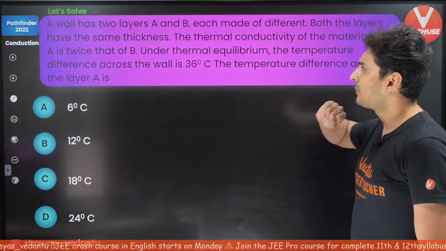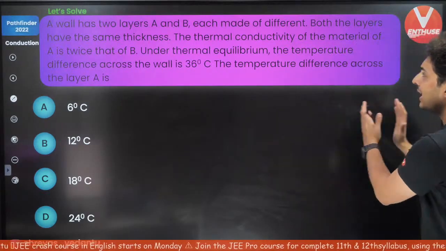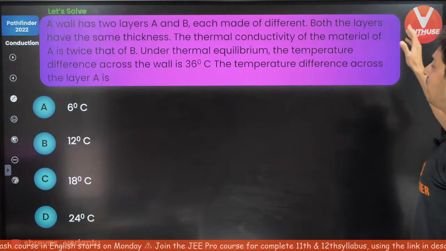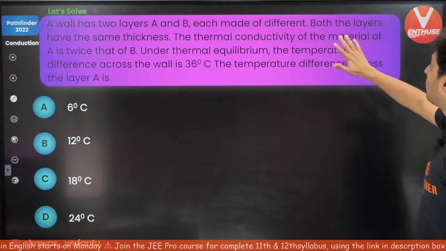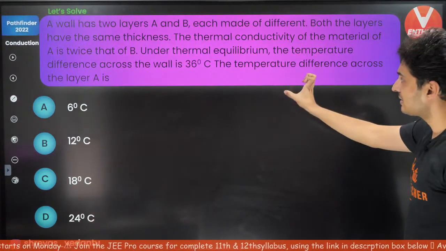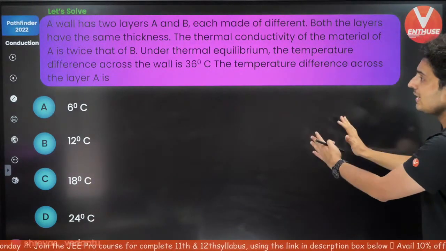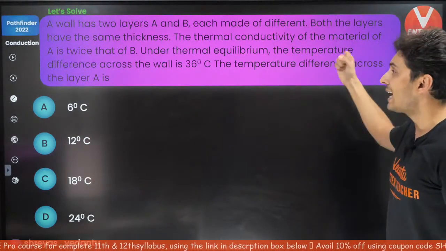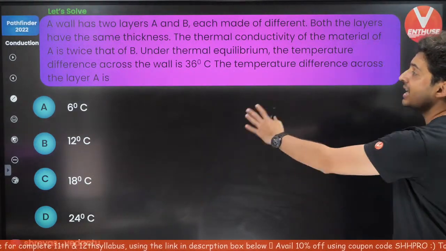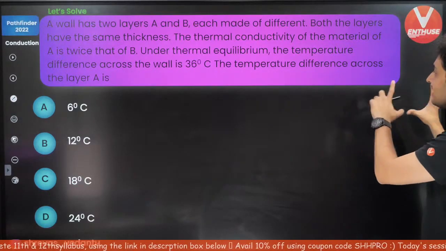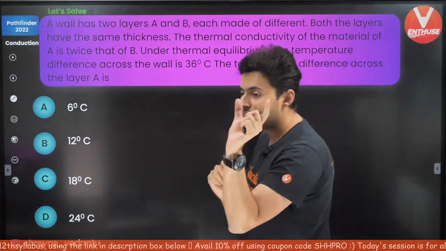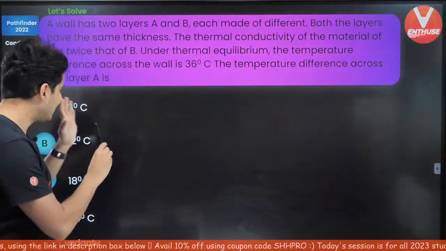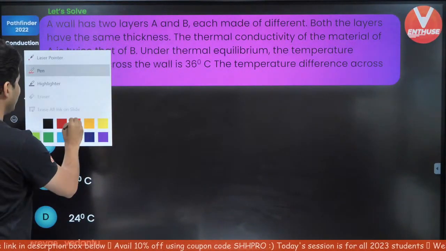There is a wall. It has two layers, A and B, each made of different material. Both the layers have the same thickness, but the conductivity of A is twice that of B. Under equilibrium, the temperature difference across the entire wall is 36. What is the temperature difference across only the first layer? Let's try and do this. First, let's draw the diagram.